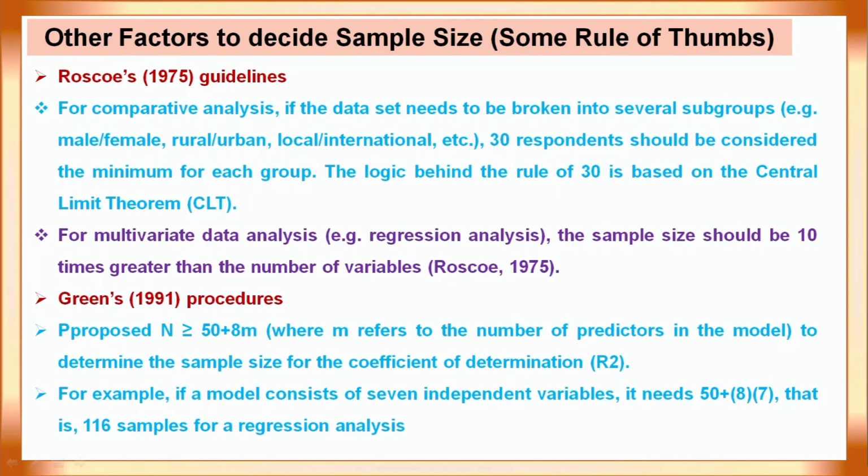So, there is also this rule of thumb, which was proposed by Green in 1991 in his research. He proposed that the sample size should be greater than 50 plus 8m, where m is basically the number of predictors in the model. Like if you are using the coefficient of determination and you have a number of independent variables, maybe 5. So, in that case, if you have 10 predictors, it will be 50 plus 80, which is 130. So, that is the minimum sample size.